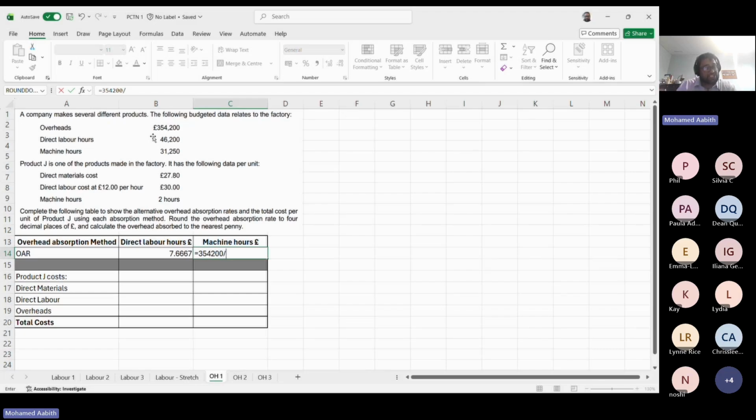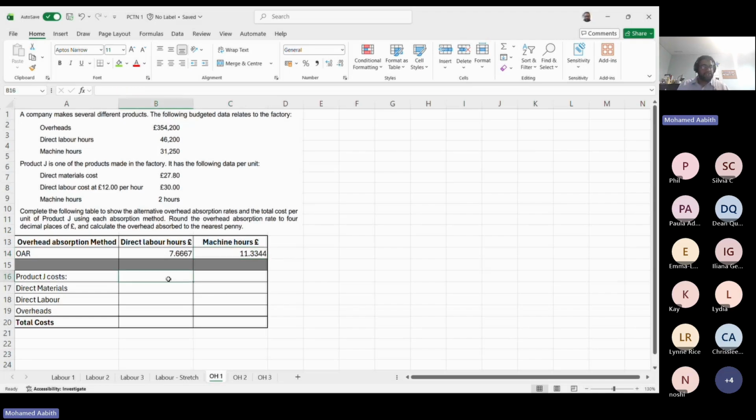Now, let's look at the next one. We're going to absorb using the machine hour method. It is going to be the same overheads, but with the machine hours, it's going to be 31,250 machine hours there. And it gives me an absorption rate of 11 pounds 3344. That is automatically the last. It doesn't have any more to identify with, so I don't need to worry about readjusting the decimal. So here is 7.6667, and then you have 11.3344.